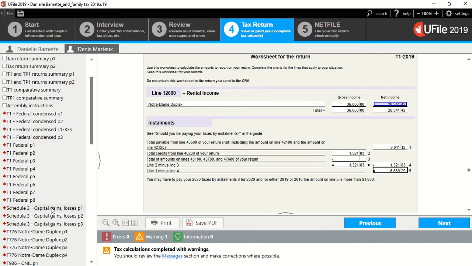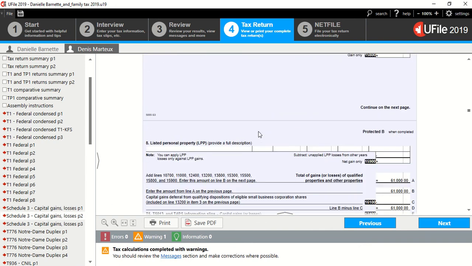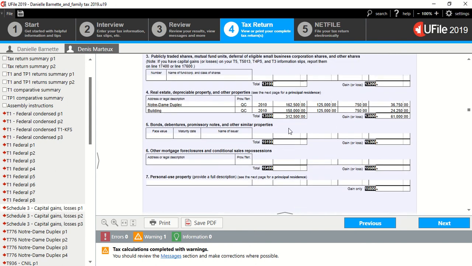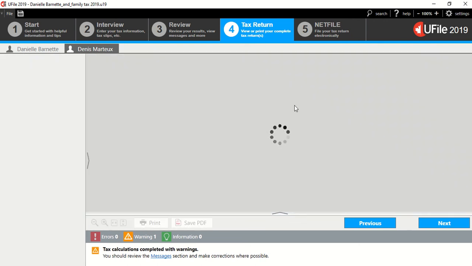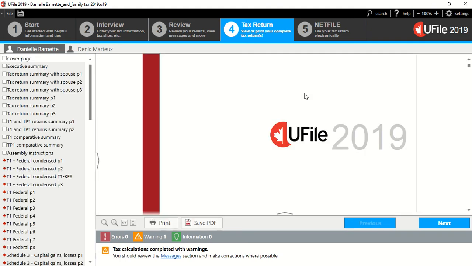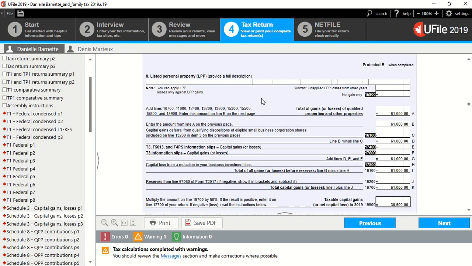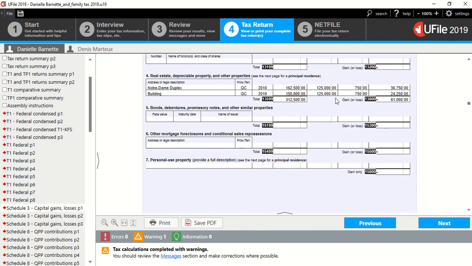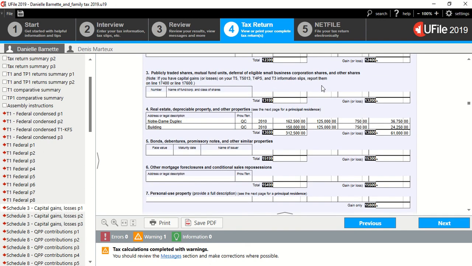Hold on. There you have it. So this is for Denny and Danielle. By the way, they are fictional taxpayers. Here you go. I probably make it seem a lot easier than it really is.